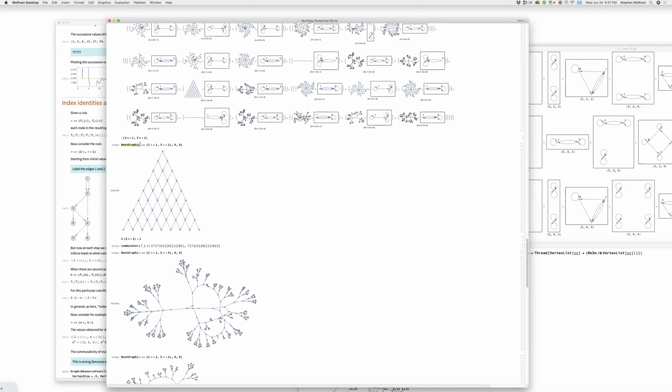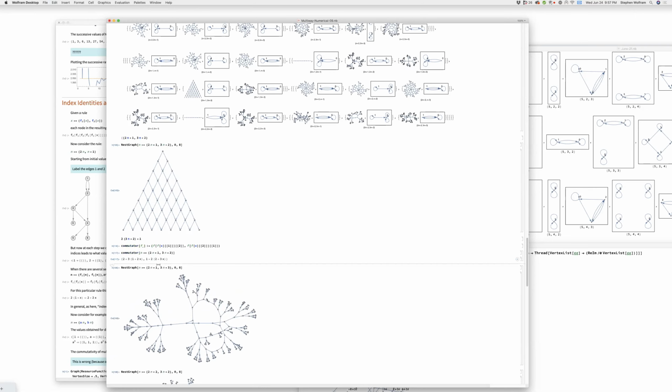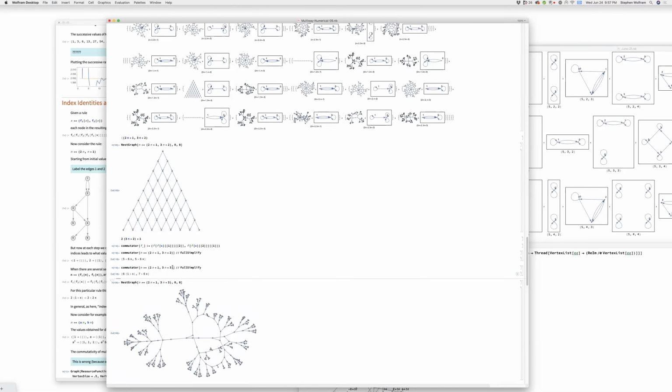Okay, so let's take this now. And now we just want to say full simplify of that. And as predicted, that gives that. So now let's look at this commutator here. Nice, we're getting somewhere. Probably we don't want full simplify, we might just want to expand here.